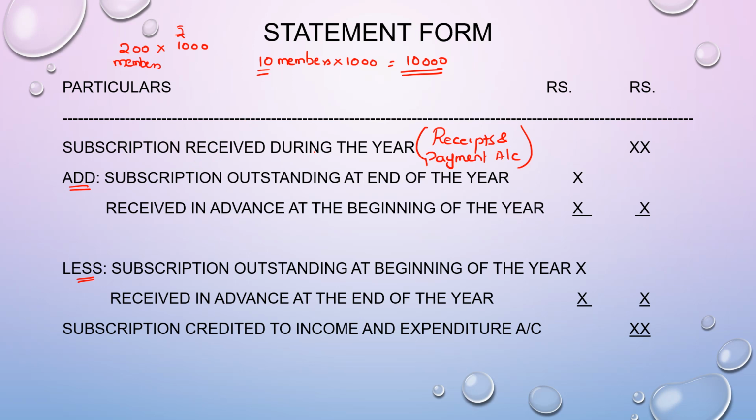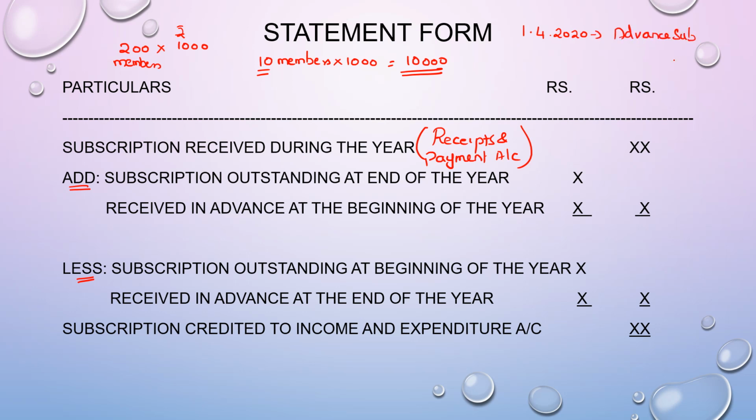190 members into 1000 would have come in the receipt as per the receipts and payments account. So to that we add the subscription outstanding at the end of the year related to the 10 members who have not paid at the rate of 1000. So that would be added here. At the same time, there is receipt in advance at the beginning of the year. Receipt in advance at the beginning of the year means at the beginning of the year, on say 1st April of 2020, you have advance subscription.